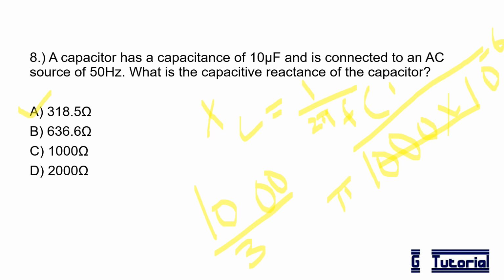2 into f, which is 50, gives 100. 100 into 10 microfarad is 1000 into 10 raised to minus 6. 1000 means 10 raised to 3, so 10 raised to minus 6 plus 3 is 10 raised to minus 3. Taking it to the numerator, 1000 by the value of pi, 3.14. Approximate it to 3. 1000 by 3 is 333 point something. We can choose from the options; this is the closest value to that.